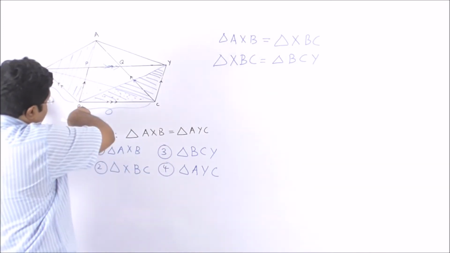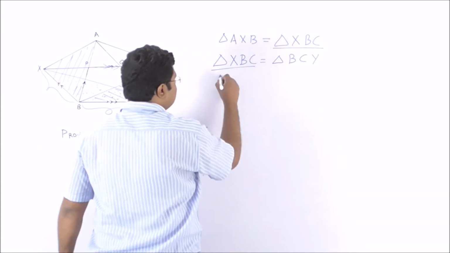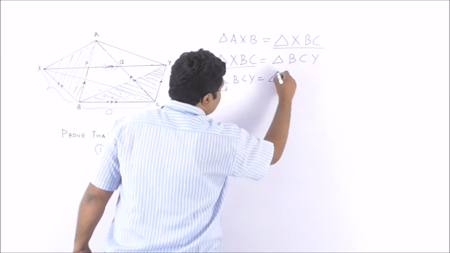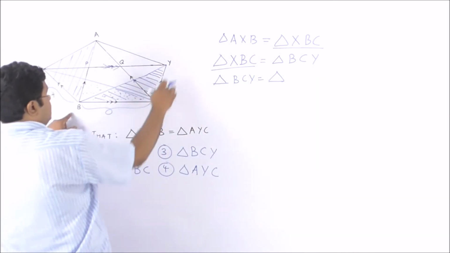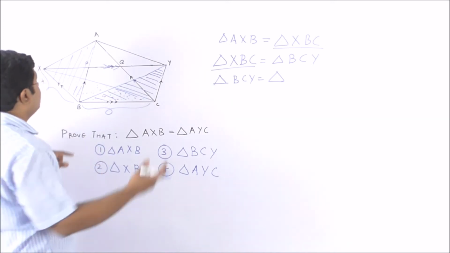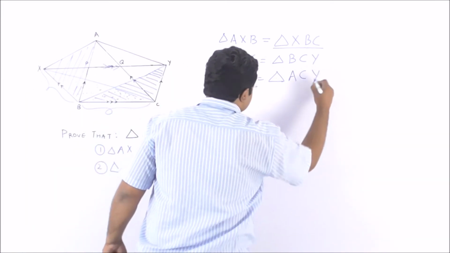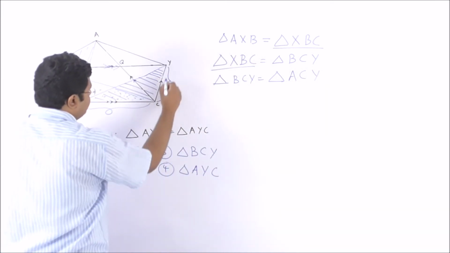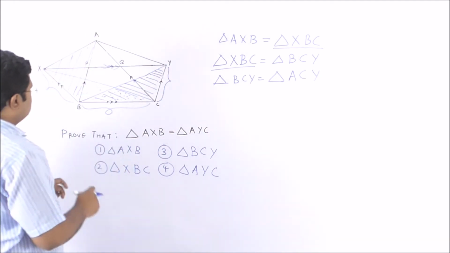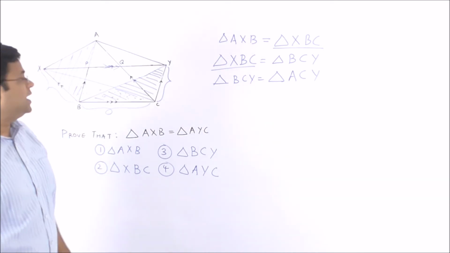Finally, now the whole thing has shifted to triangle BCY. Now, from here we connect to this. Now BCY will come into play. Triangle BCY is equal to triangle ACY. That's correct. Triangle ACY. They have the same base CY and lie between the same parallels. So this triangle BCY and ACY are equal in area.